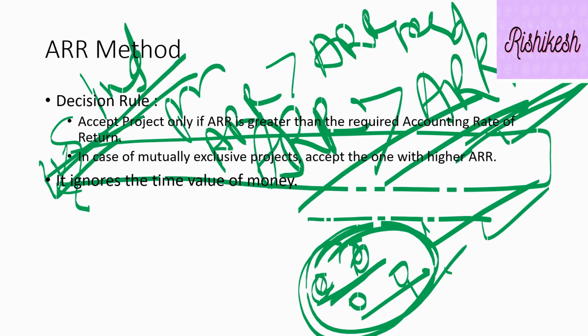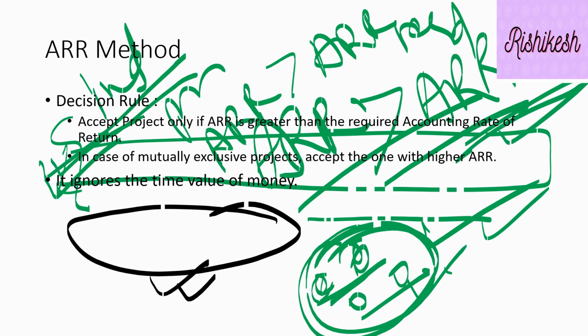Now, one drawback of the ARR method is that it ignores the time value of money. So the time value of money is not taken into account, right? And this is a very big drawback, because time value makes a lot of difference. So it ignores the time value of money. This is one of the disadvantages of the ARR method.